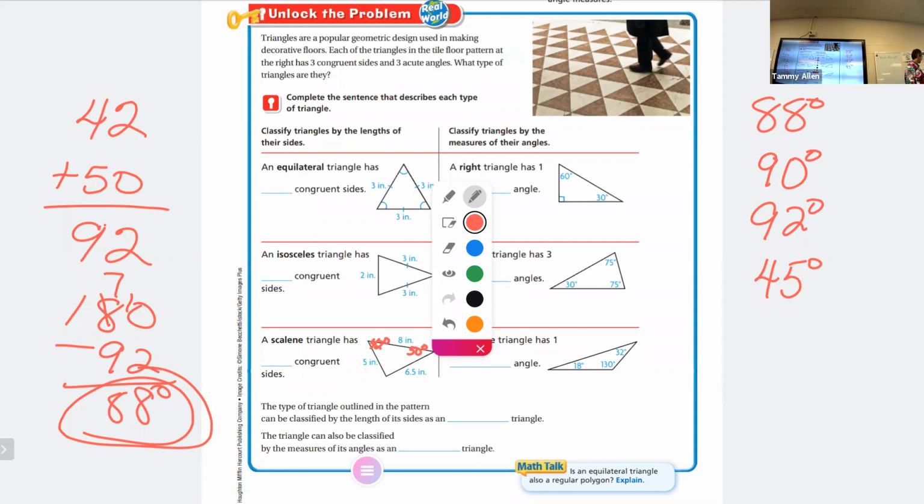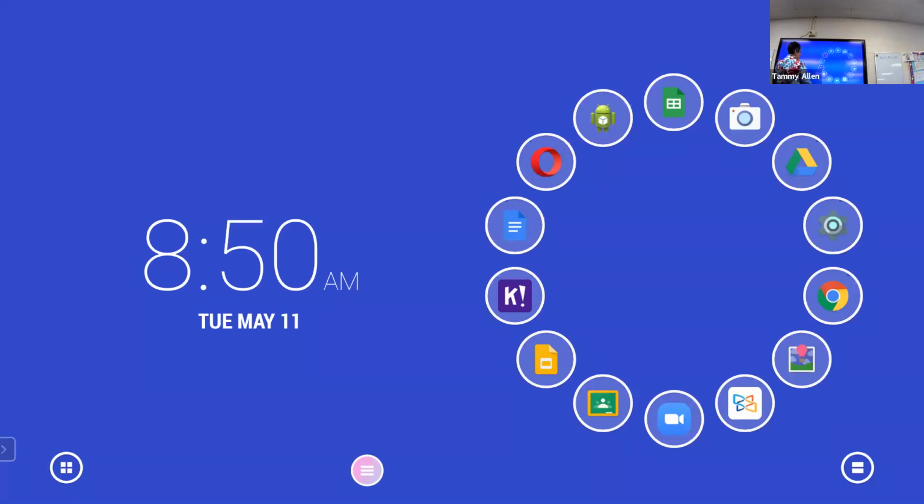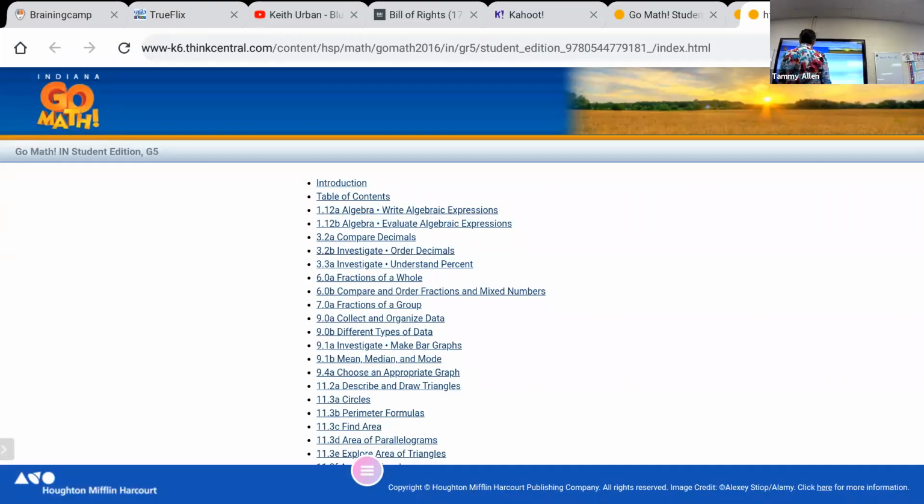All right. Next, we're going to take a look at circles. Circles. We have not done much with circles. Not much. You can't do anything with that. How about we can?